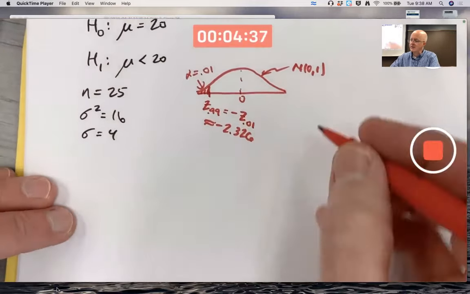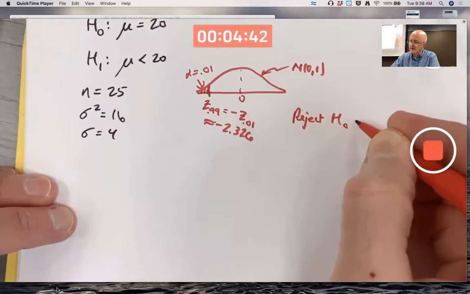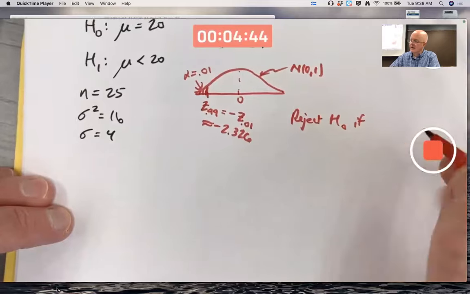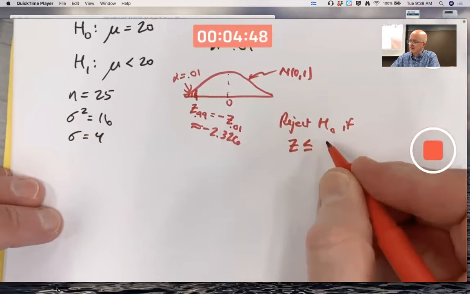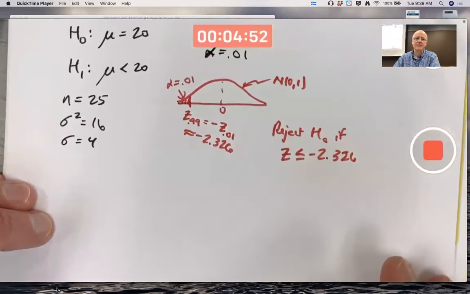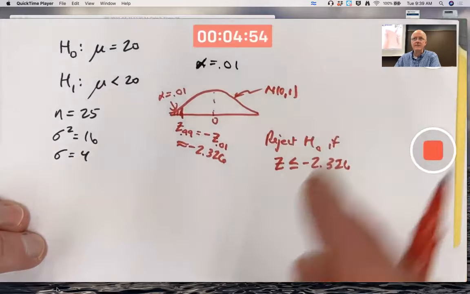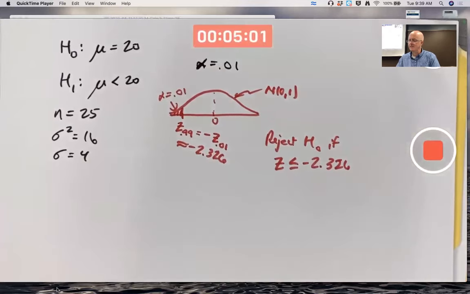So your critical region, you would reject the null if your observed z statistic value is less than or equal to -2.326. And that's going to be a test where alpha, the level of significance, the probability of a type 1 error, is going to be 0.01. Still not quite thinking about the p-value yet. Before we think about the p-value, let's think about other things.